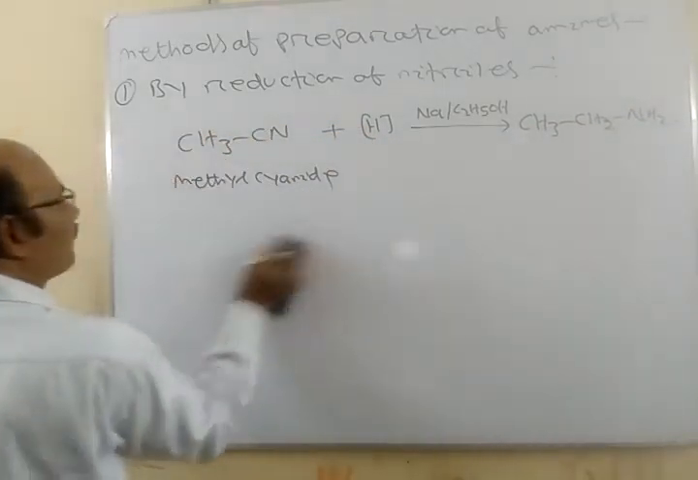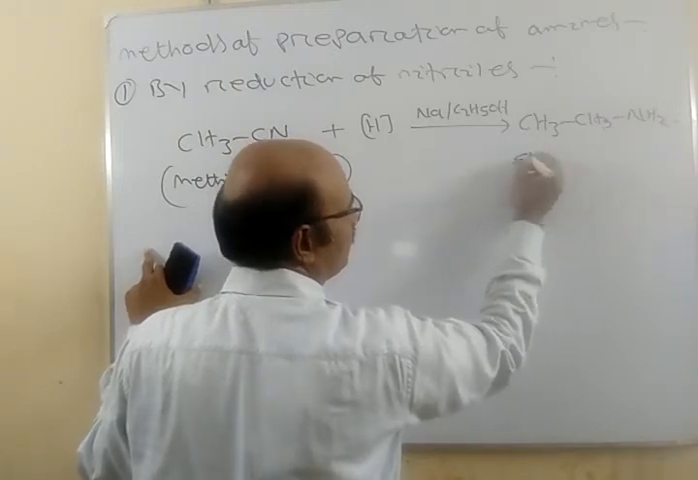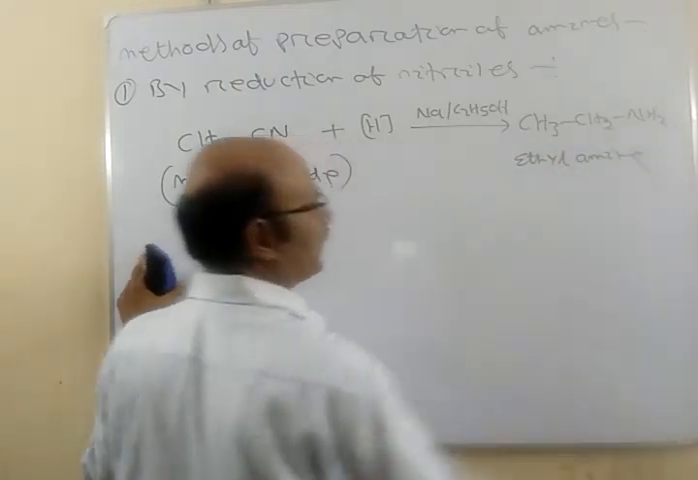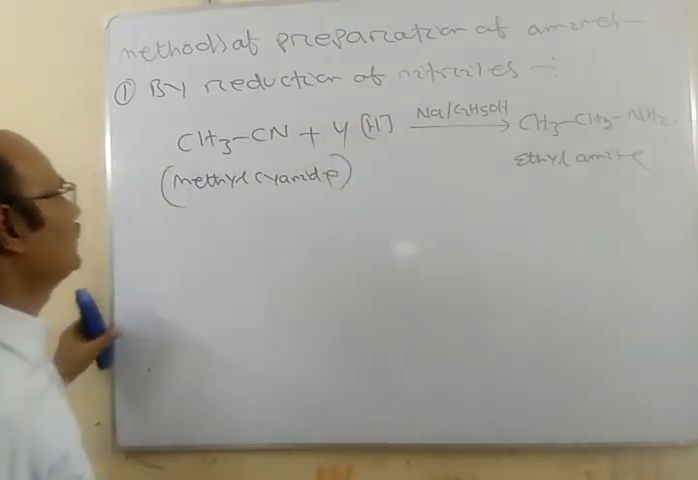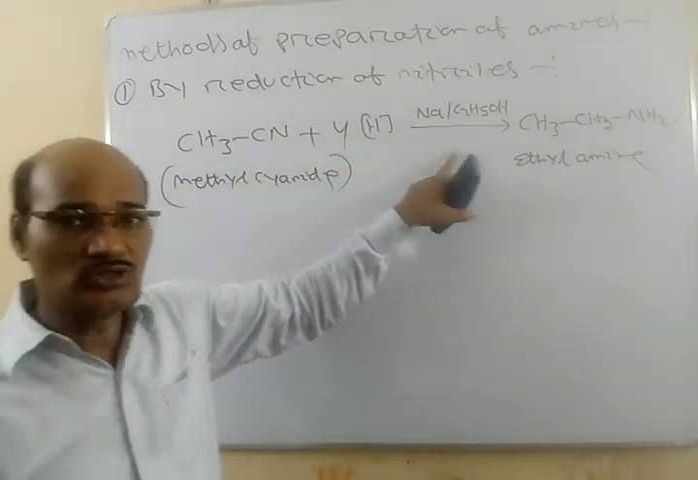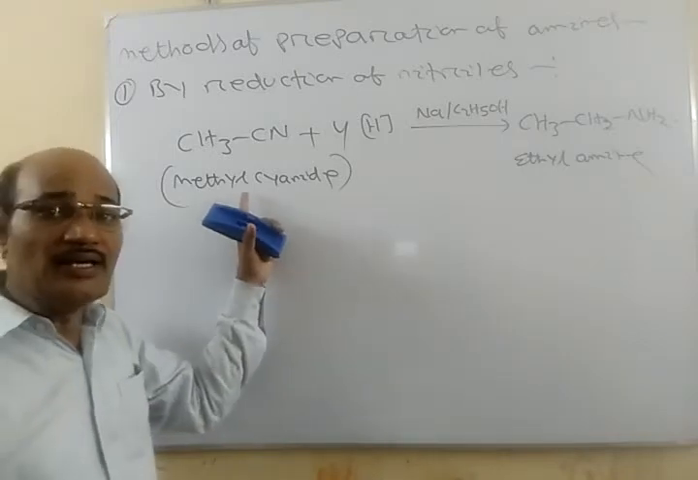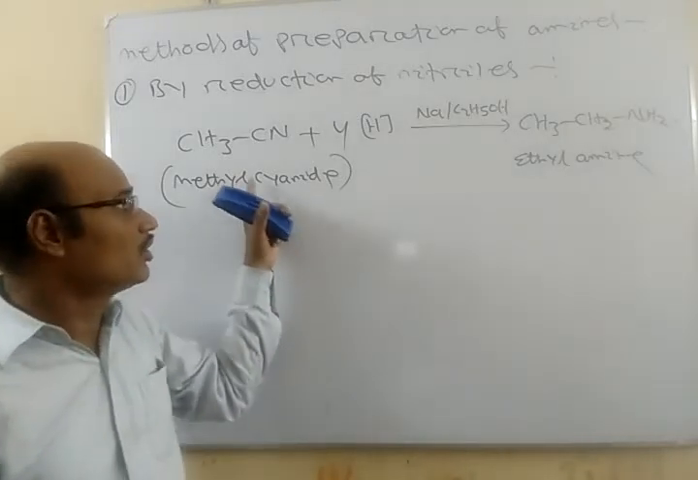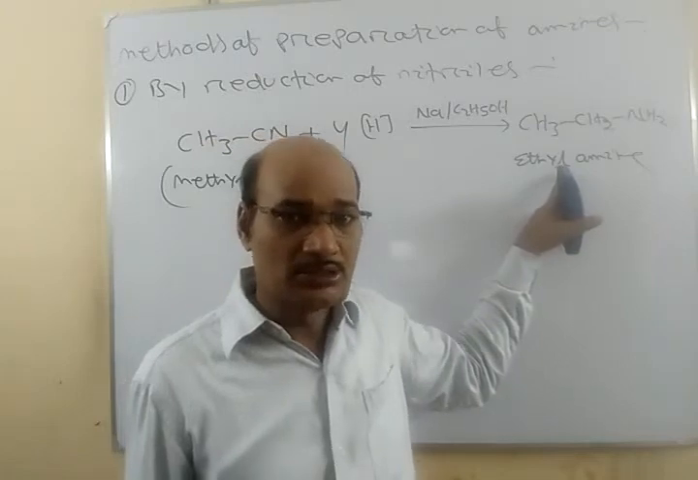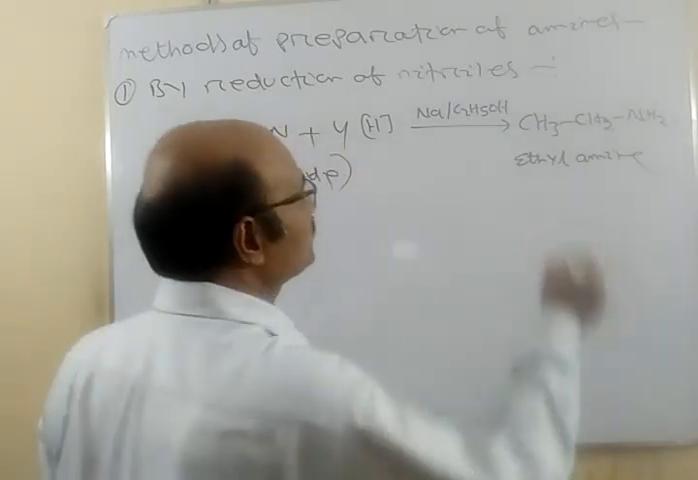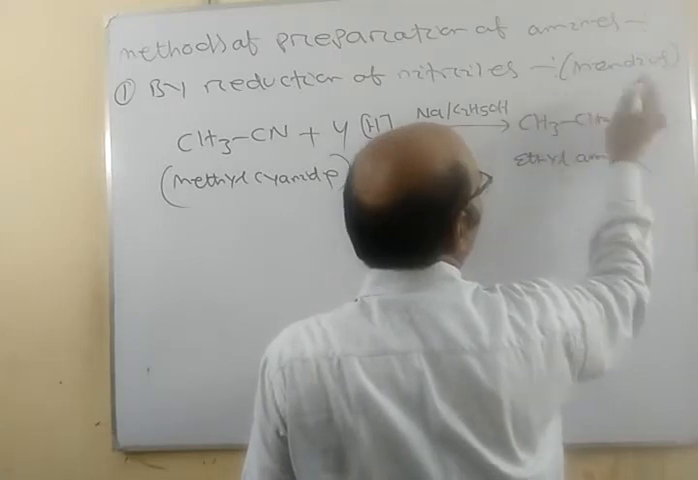CH3CH2NH2. Okay. So methyl cyanide gives ethylamine: CH3CN plus 4H in the presence of sodium alcohol gives CH3CH2NH2. So what you can say? Alkyl cyanide or alkyl nitrile undergo reduction with sodium alcohol to give the corresponding amines. This is called the Mendius reaction.